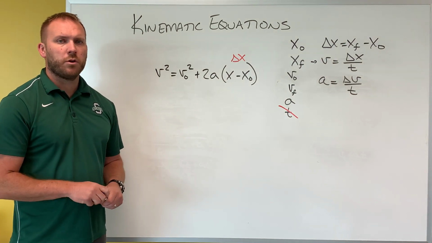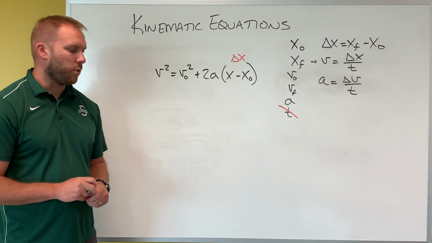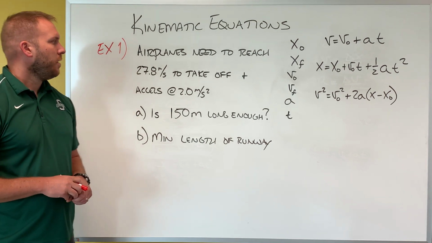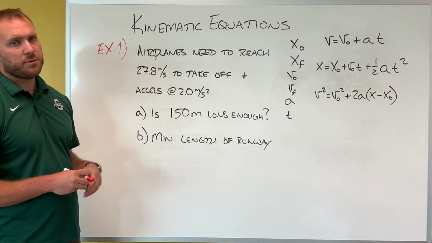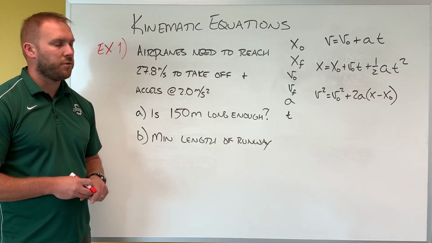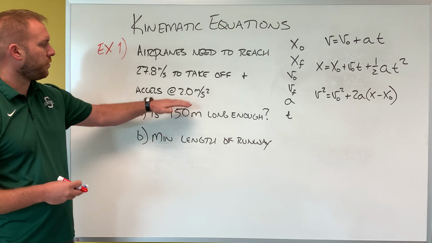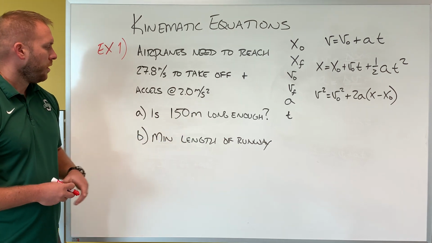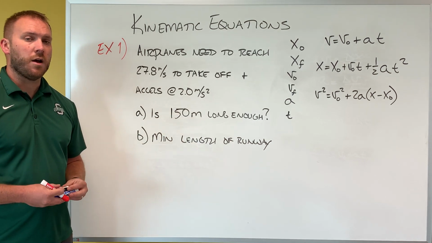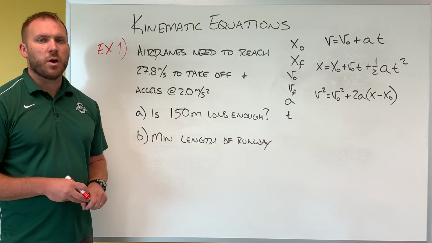What we'll do now is we'll work through a few examples of situations of where we would actually use each of these equations. Our first example is going to look at a problem that says, if we have an airplane that needs to reach a velocity of 27.8 meters per second to take off, and in doing so, the plane is going to accelerate at a rate of 2 meters per second squared. Is a 150 meter long runway long enough for that plane to reach the velocity needed? As well as, what is the minimum length of the runway required?